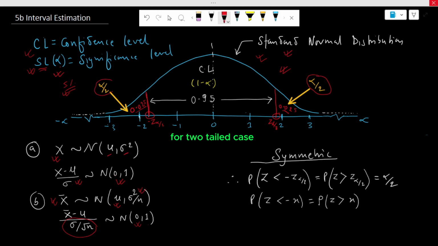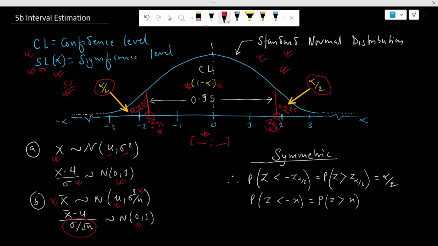If our alpha is 5%, it is 2.5% on each of the extremes, and for this alpha by 2, we can calculate the z-score, represented by minus z alpha by 2 towards the left and plus z alpha by 2 towards the right, and the confidence level is given by 1 minus alpha. As they are symmetric in case of the standard normal distribution, the probability of z being less than minus z alpha by 2 is equal to alpha by 2, and due to their symmetric nature, the probability of z being greater than z alpha by 2 should also be equal to alpha by 2.